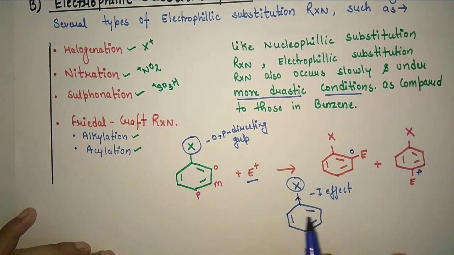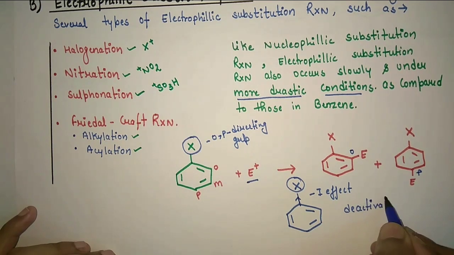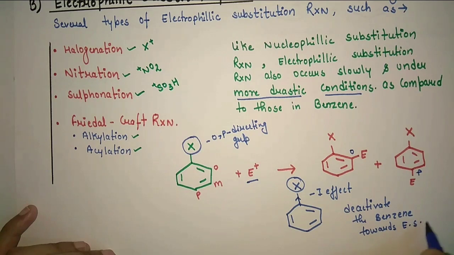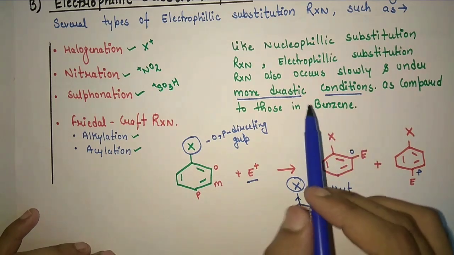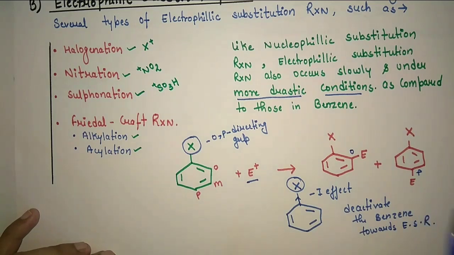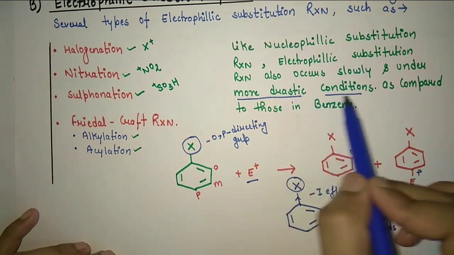So what happens due to the minus I effect? It withdraws the electrons of the benzene ring towards itself and deactivates the benzene ring towards electrophilic substitution reaction. So due to the minus I effect of this halogen atom, it deactivates our benzene ring, and as a result the electrophilic substitution reaction occurs under drastic conditions.